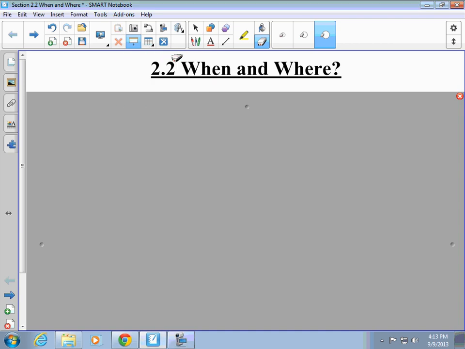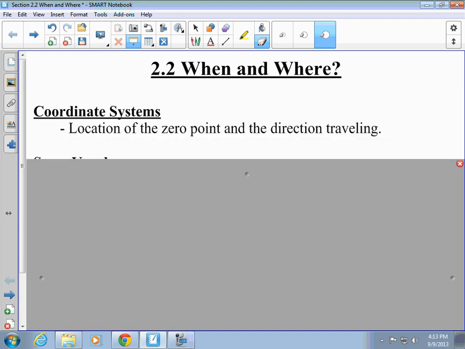Alright, section 2.2 is almost as short as 2.1, except the diagram we're talking about is kind of graphs and vectors and when and where. So we have a little vocab to catch up on with chapter 2.2. We are going to use a coordinate system, and we have the location of a 0 point and the direction we are traveling.